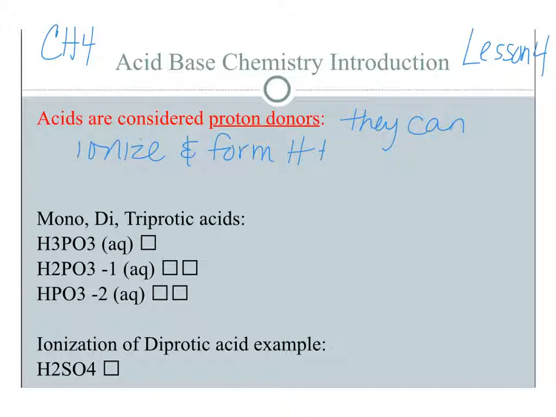We have mono, di, and triprotic acids, and what that means is that it distinguishes between the number of H's. So as you can see here, we started with a triprotic acid, then a diprotic acid, and then a monoprotic.